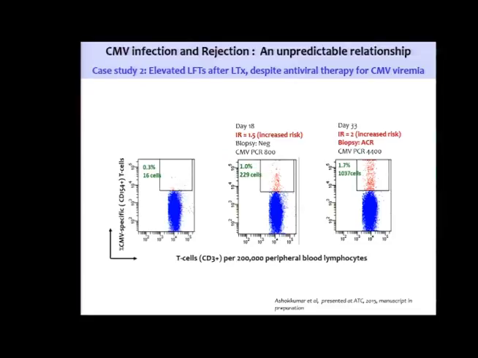So the question worth asking is, if we knew this then, before we started therapy, should we have just given this person antiviral therapy and not decreased their immunosuppression? And that's really the conundrum of treating infection and rejection.